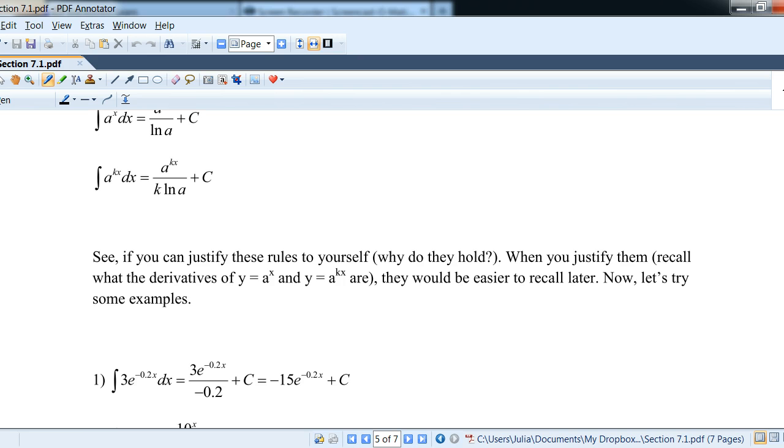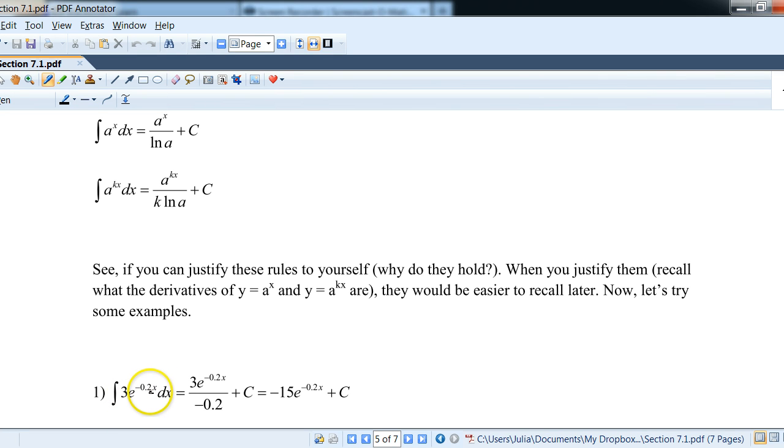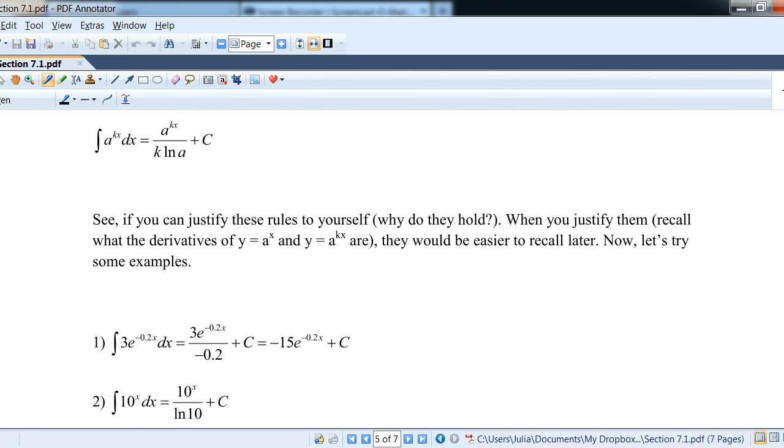Here are a few quick examples. Let's focus on 3 times e to the negative 0.2x dx. Notice 3 is a constant, so we keep that. We also keep e to the negative 0.2x. Note, the power rule does not work in this case, so you're not changing the power, not increasing or decreasing it. You're keeping it constant. But then you divide by the derivative of the exponent, which is just negative 0.2, plus a constant, and then you simplify as much as you can. 3 divided by negative 0.2 is negative 15, so we get negative 15 e to the negative 0.2x plus a constant. That's how it works.